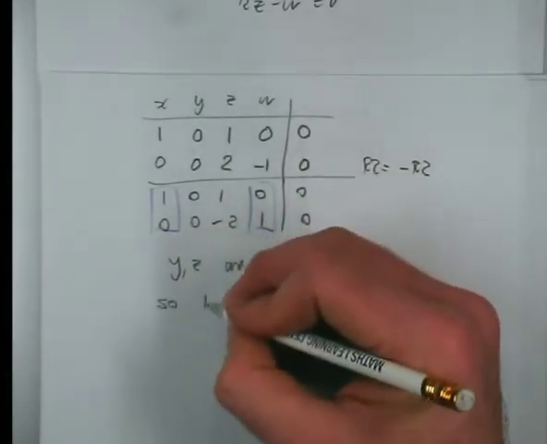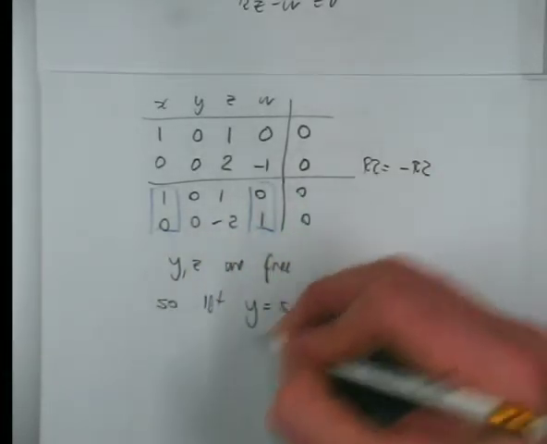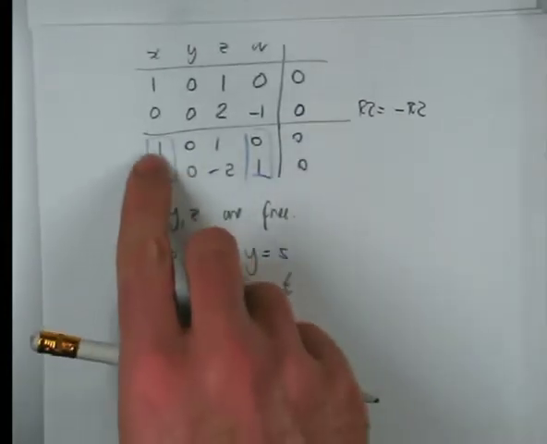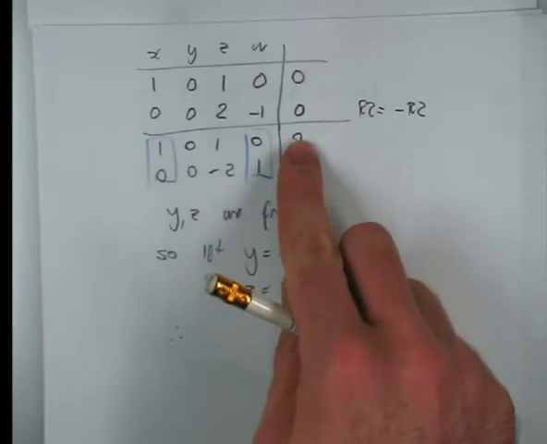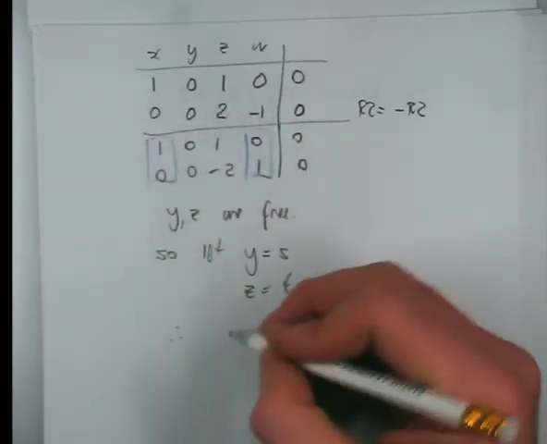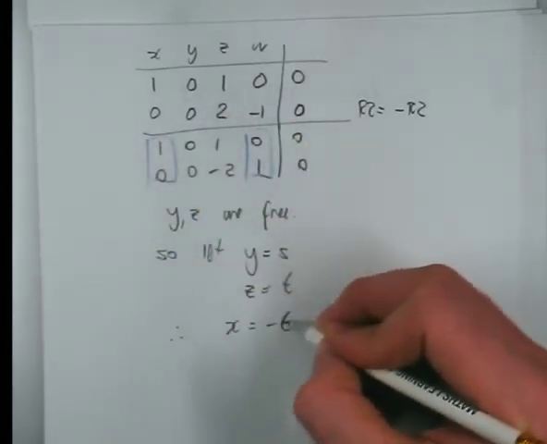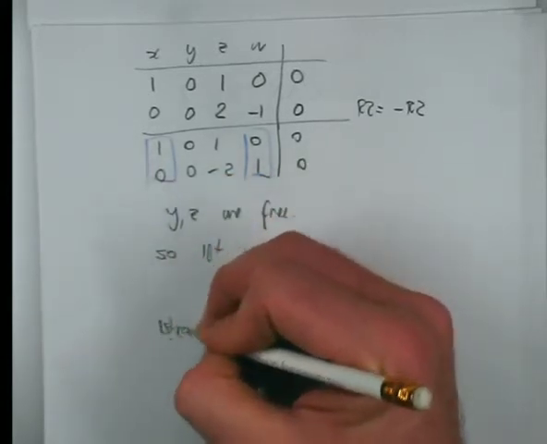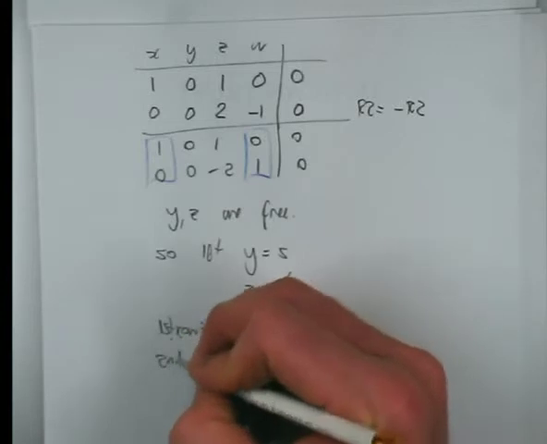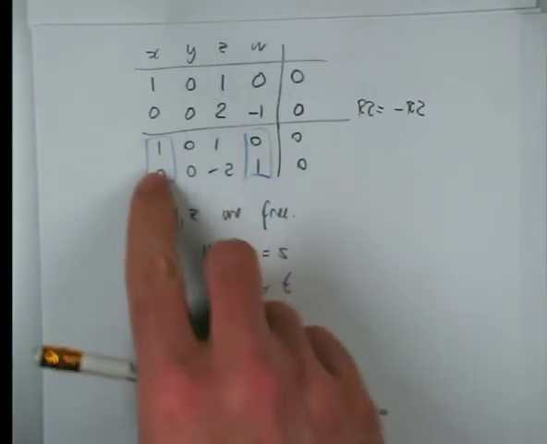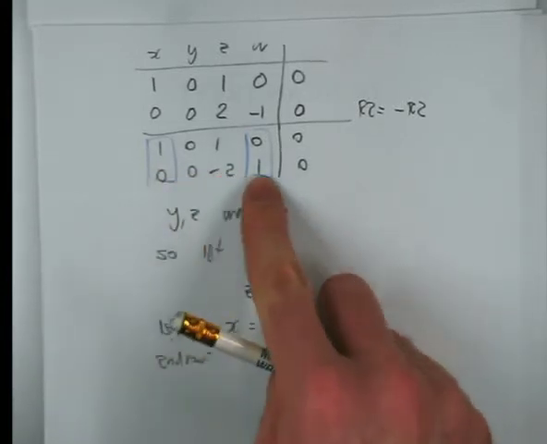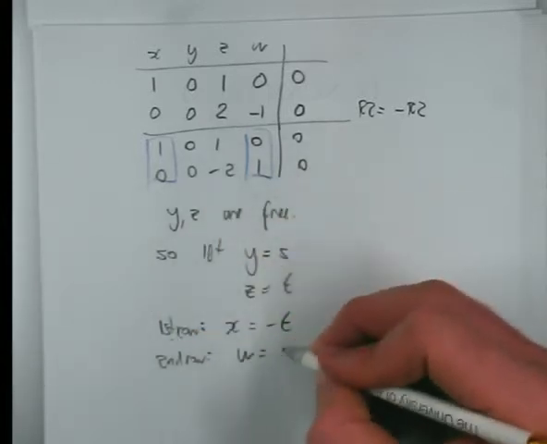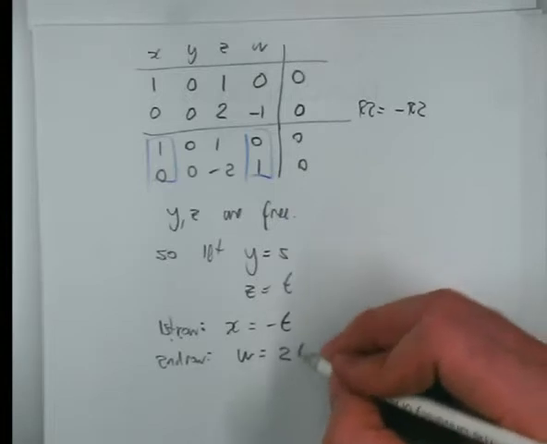So what we'll do is we'll let y be s and z be t. And therefore from this one, x plus z is 0. So therefore x is minus z, and so therefore x is minus t. And from the first row, and from the second row, minus 2z plus w is 0, and so therefore w is 2z, which is 2t.